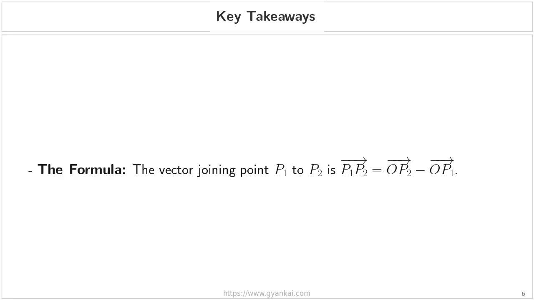First, let's revisit the fundamental formula. To find the vector joining point P1 to point P2, you simply take the position vector of the endpoint and subtract the position vector of the starting point. In mathematical terms, that is, the vector P1P2 equals the vector OP2 minus the vector OP1.